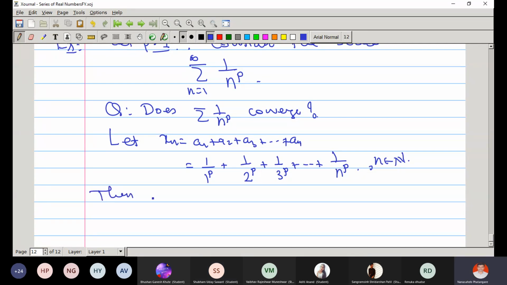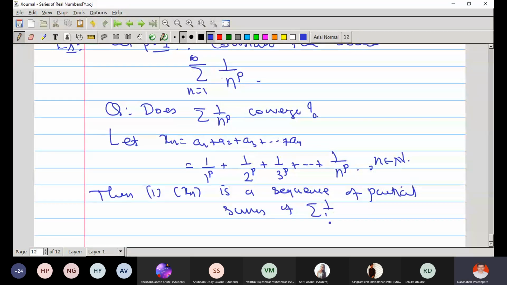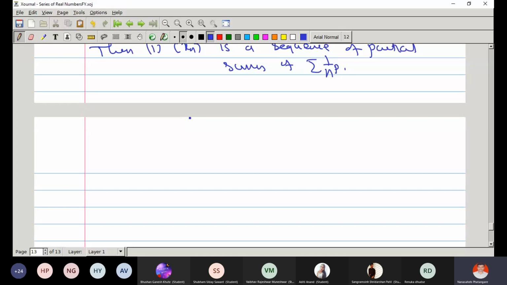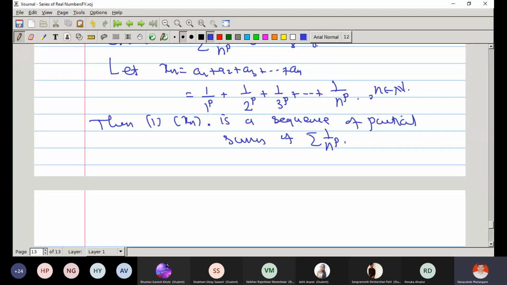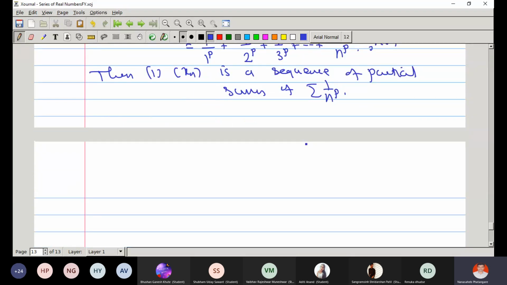Then x_n is a sequence of partial sums of the series 1 upon n to the power p. Right, this is a sequence of partial sums. Now we are interested in whether the sequence converges. If the sequence is convergent, we'll declare that the series is convergent. If the sequence is divergent, right. And what is one more observation for this sequence? x_n is monotonic increasing.